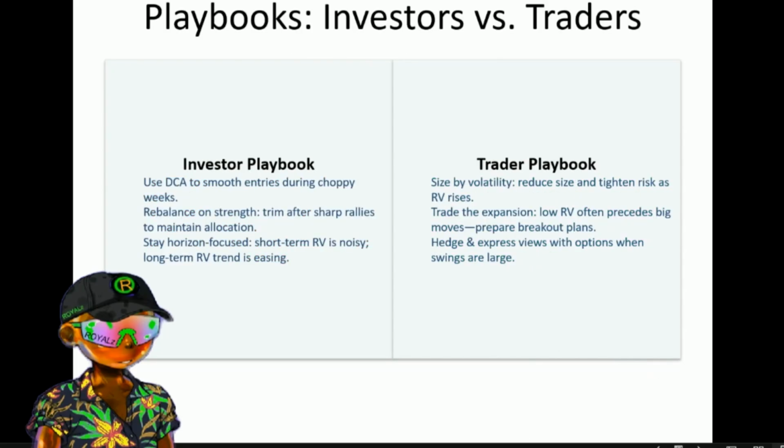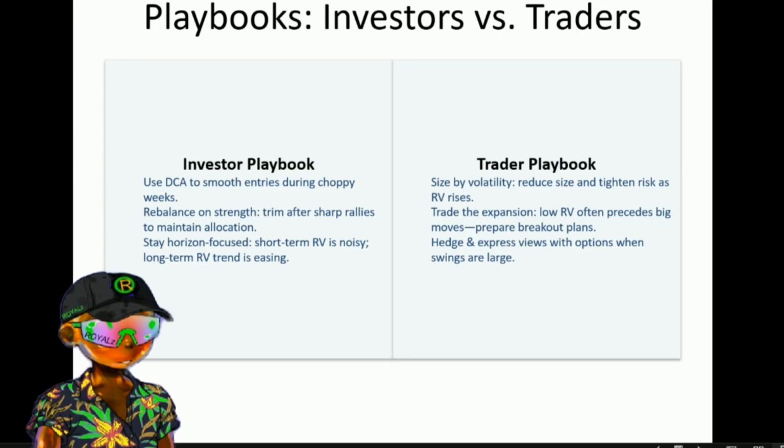So playbooks, investor versus the trader. This is not financial advice. This is information I use for myself that I'm sharing with you, right? So continue to use the DCA, dollar cost average, to smooth entries during choppy weeks. Rebalance on strength, right? Trim after sharp rallies and maintain allocation. Stay horizon focused. Short-term RV is noise. Relative volatility is noisy. The long-term relative volatility trend is easing, right? So that's for the investors out there, the long-term holders, the 5 to 10 year-ers.